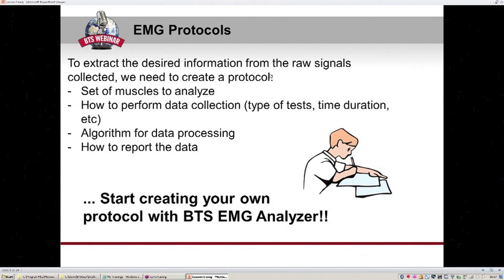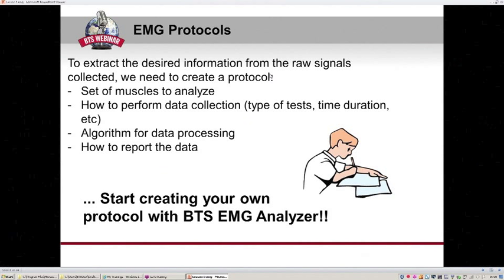Basically, to extract the desired information from the raw signal recorded, we need to create a protocol. A protocol normally includes the set of muscles to analyze and the way to perform the data collection, for example, the type of test, the duration, which are the analysis tasks, and so on. And then we need algorithms for data processing to extract the desired information from the recorded signal. And then, at the end, we have to define how to report the results.